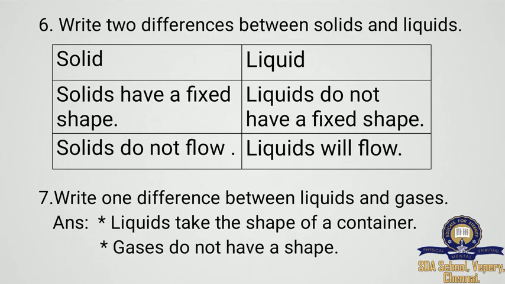Sixth one, write two differences between solids and liquids. Solids have a fixed shape. Liquids do not have a fixed shape. First difference is solids have a fixed shape and liquids do not have a fixed shape. The second difference is solids do not flow and liquids will flow.